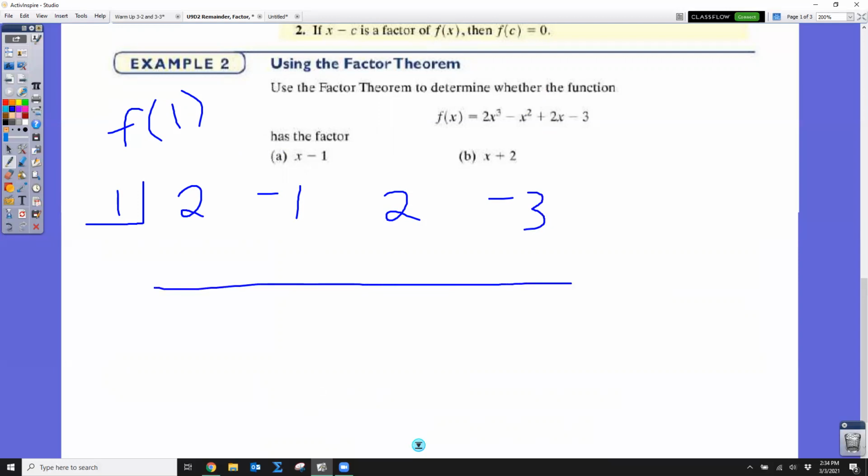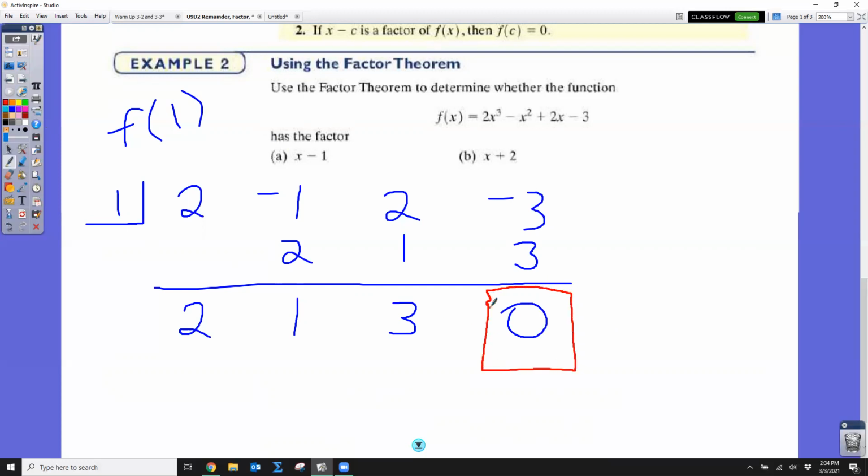What we can do is go through this whole process. So 2 goes right there, multiply, 1 times 2 is 2. Combine negative 1 and 2, you get 1. 1 times 1 is 1. Combine 2 and 1, you get 3. Then 1 times 3 is 3. Combine negative 3 and 3, and you get 0. And since this last number, remember, represents the remainder in synthetic division, since it's a 0, that means f of 1 would equal 0. It also means that x minus 1 is a factor. So if it basically asks yes or no, yes, it is a factor.